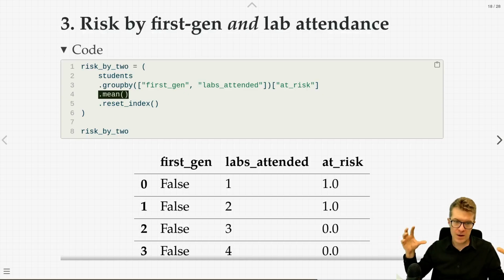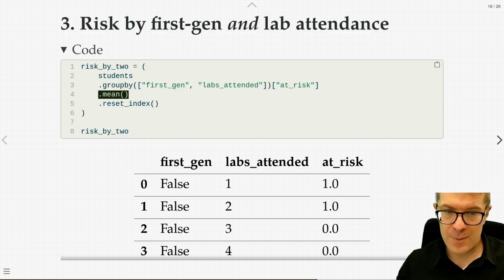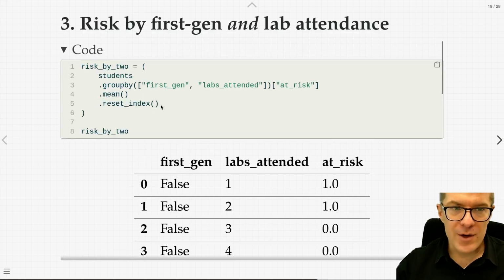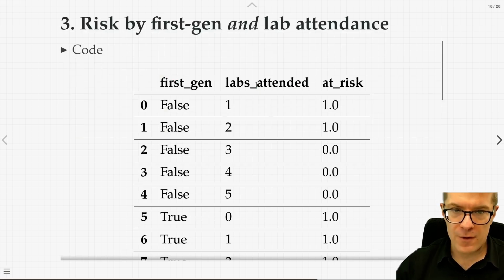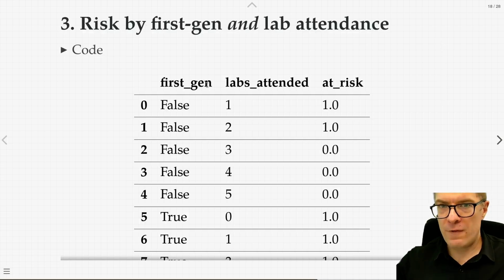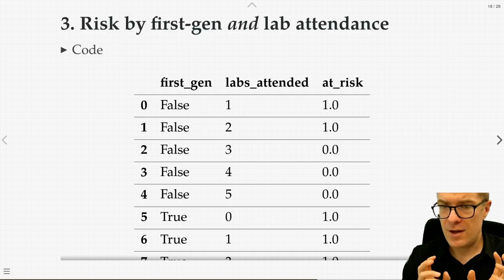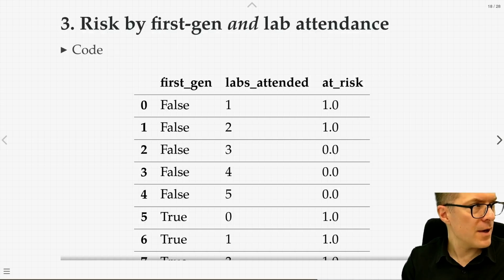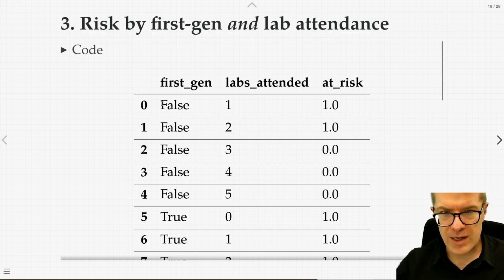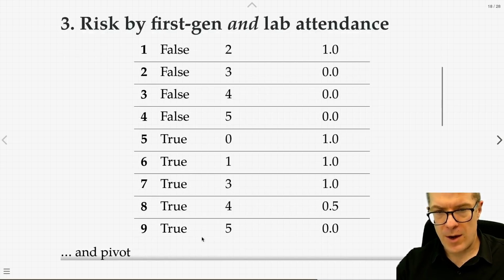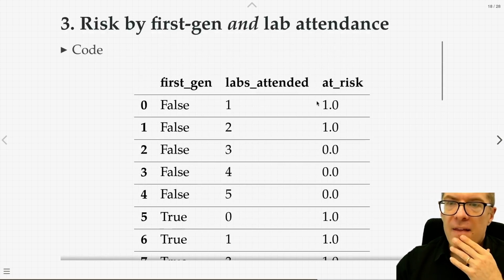So we'll get all of the non-first generation students who attended one lab, all of the non-first generation who attended two labs, and so on. I reset the index here just for convenience on the first column, and I'll print out this table. So here we have all of our groups. Here I'm not grouping by just one variable, I'm taking two variables together and grouping by their combination. So I have all of the possible combinations of first generation status and labs attended. Here are all the combinations of false, here are all the possible combinations of true within my data set. And then I take the mean.